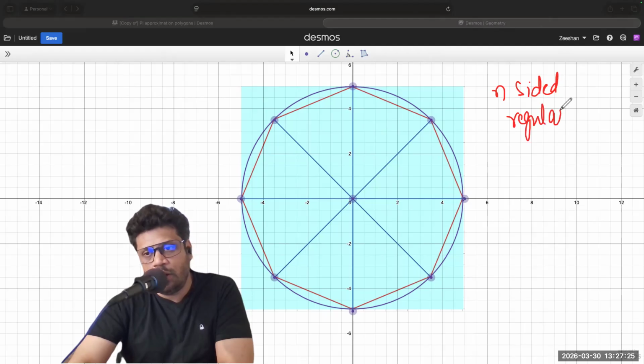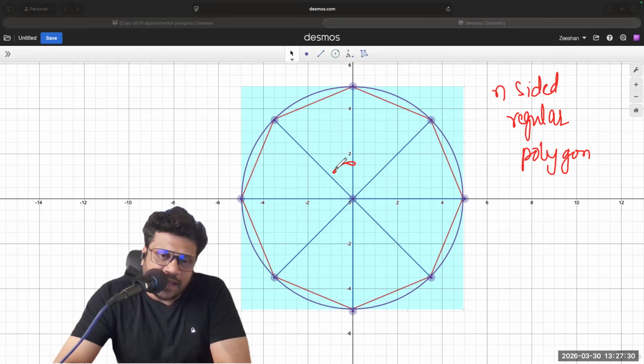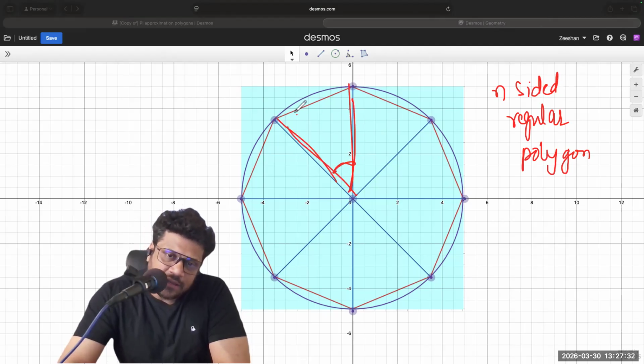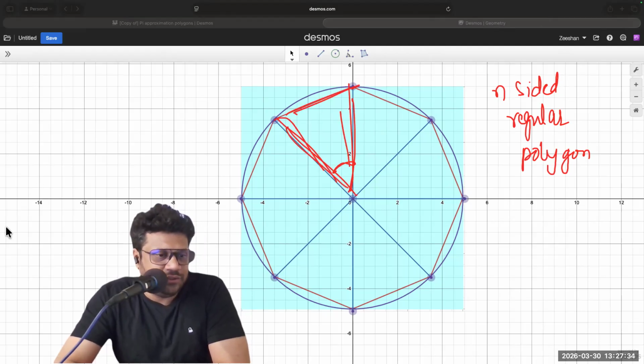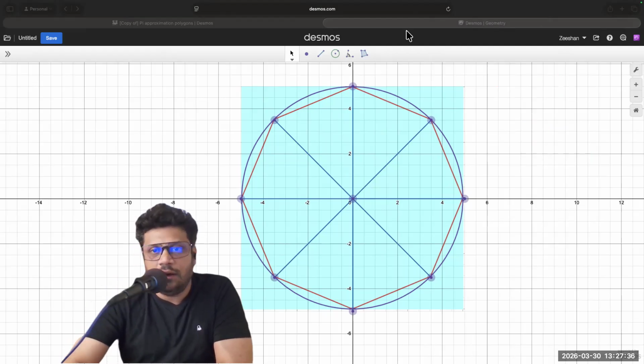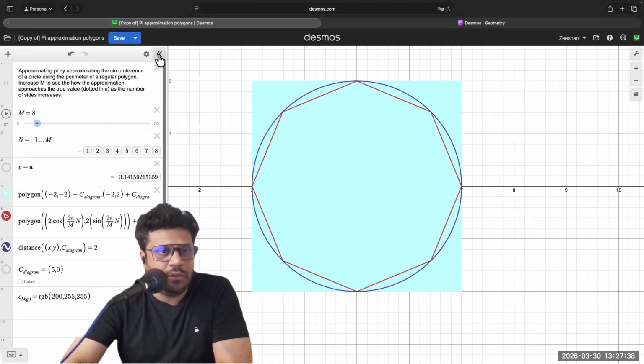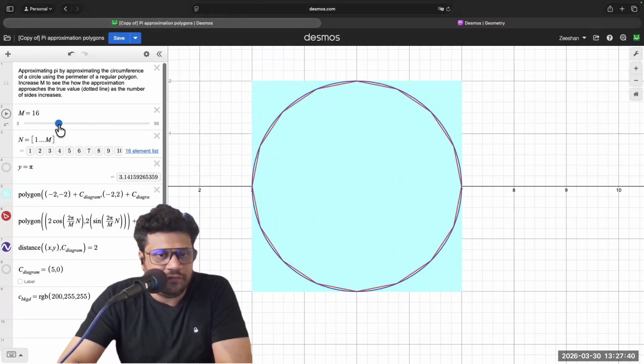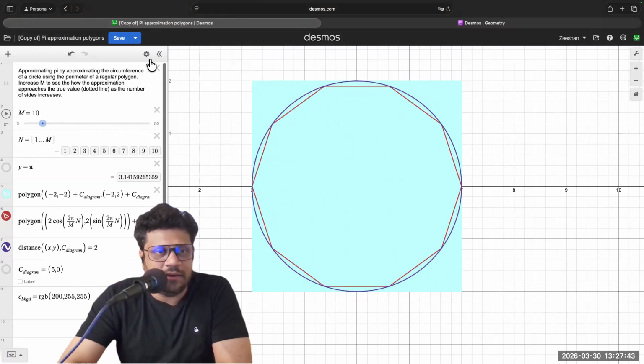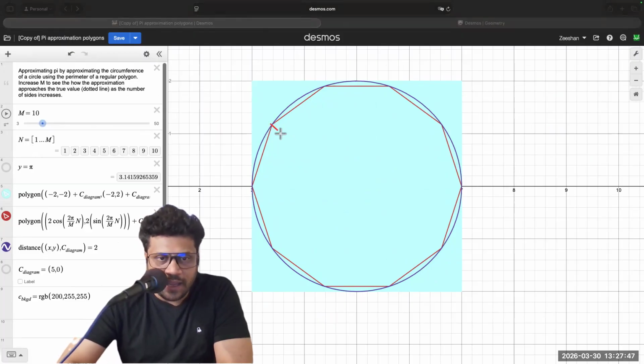regular polygon, this angle in the triangle that you figure out, let's show you a larger shape. Let's increase the number of sides to 10 maybe. And now let's try to show you the triangle we are talking about.